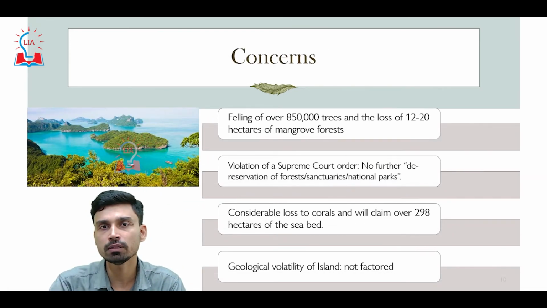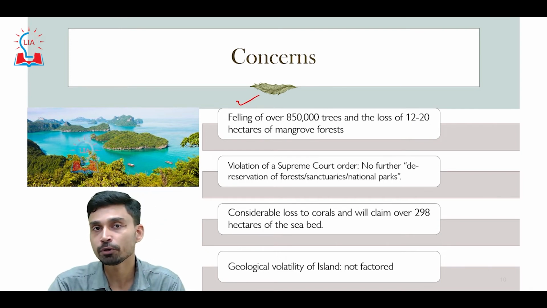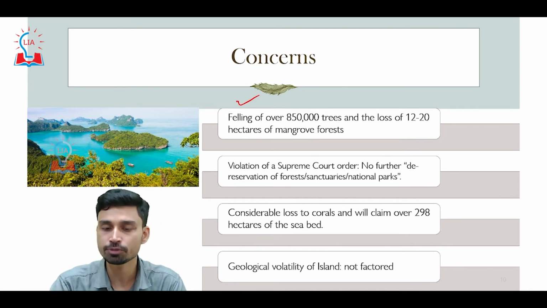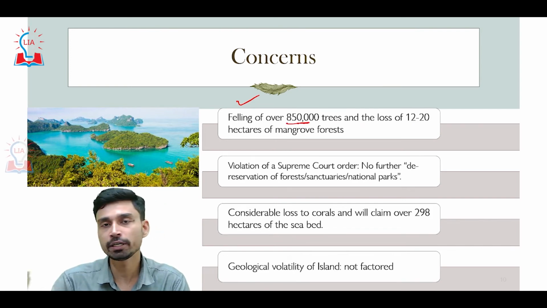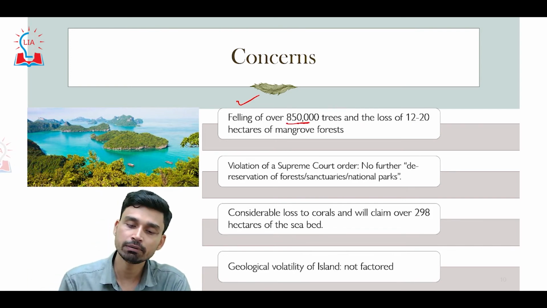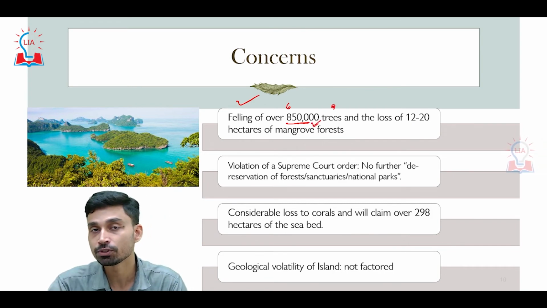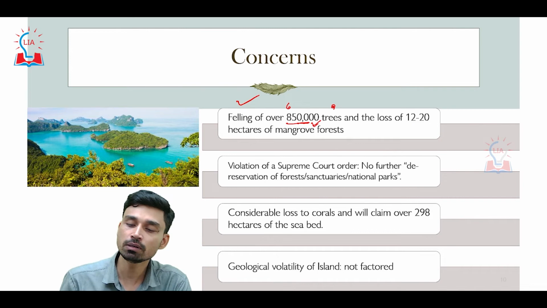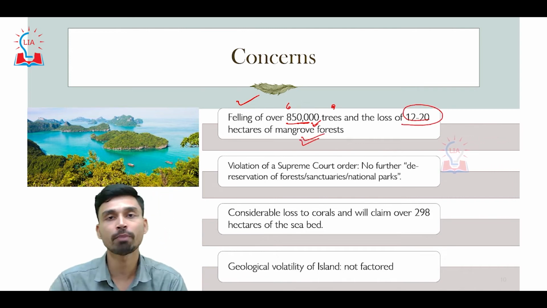However, despite all these conditions, environmentalists all across India and even UNESCO have raised concerns about the project. The first concern is that once this project is completed, it will lead to the felling of more than 850,000 trees, which is a very high number, and this will result in the loss of almost 12 to 20 hectares of mangrove forest.